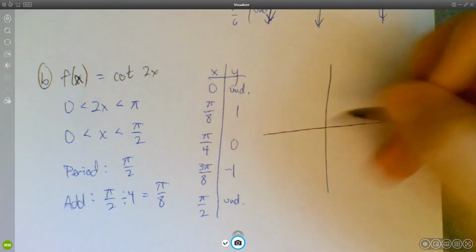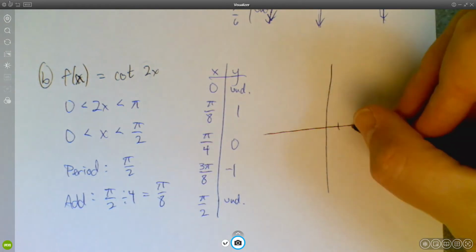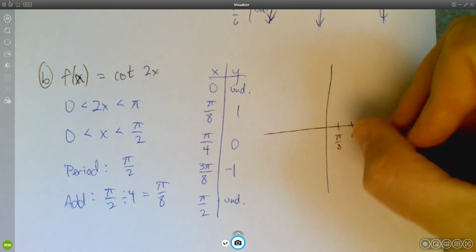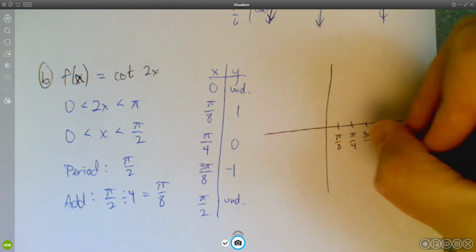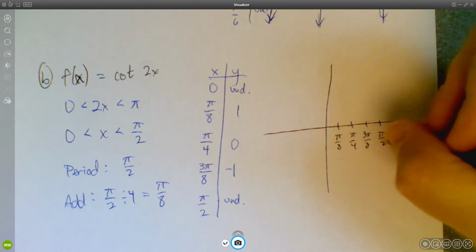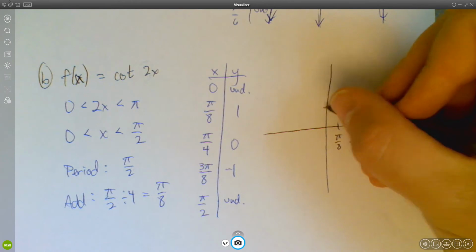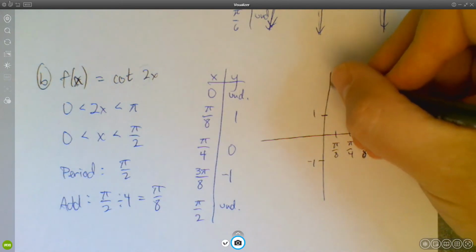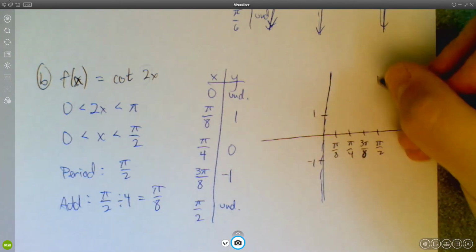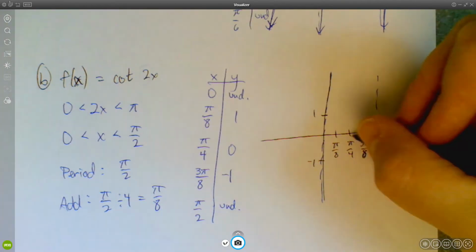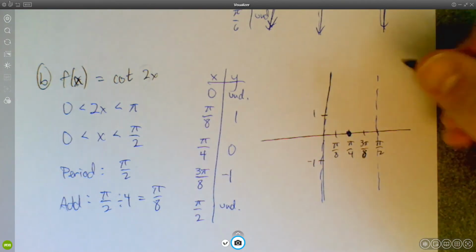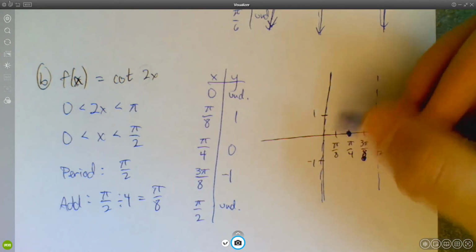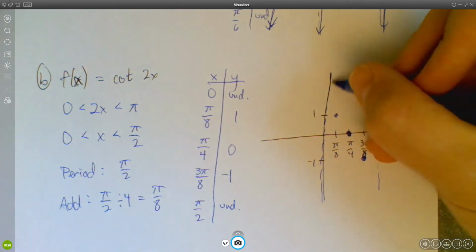Oh, I guess I didn't need all this stuff on the left-hand side. That's okay. So pi over 8, pi over 4, 3 pi over 8, pi over 2. Okay, so at 0, I've got an asymptote, and at pi over 2 I have an asymptote as well. At pi over 4, cotangent is 0. At 3 pi over 8, cotangent is negative 1. And at pi over 8, cotangent is positive 1. And so there you go.